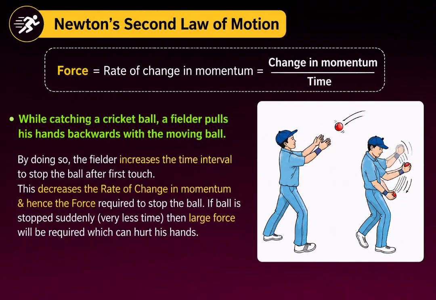While catching a cricket ball, a fielder moves his hand backward with the moving ball. By moving his hands backward, he increases the time taken to stop the ball. When time increases, the rate of change of momentum decreases. As a result, less force acts on his hand and he does not get hurt. If the fielder stops the ball suddenly, the stopping time is very less, so a large force acts on his hand.